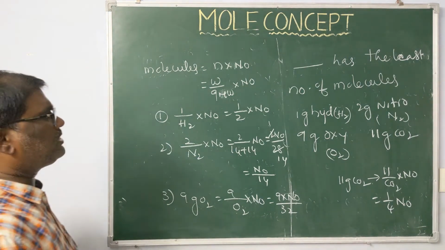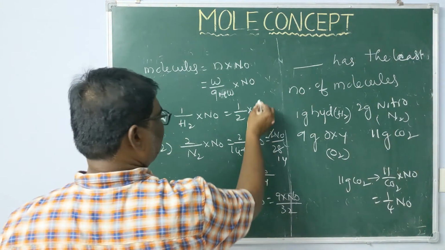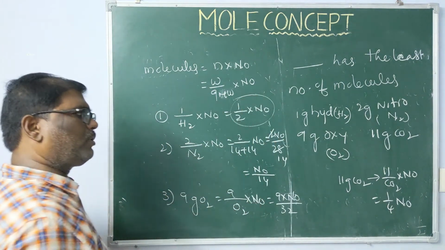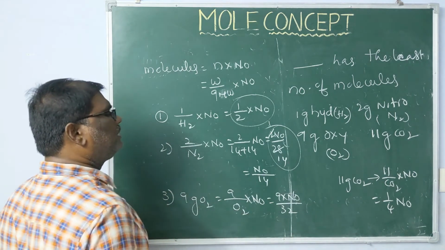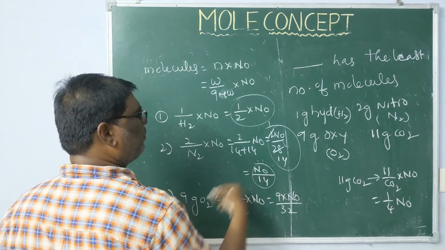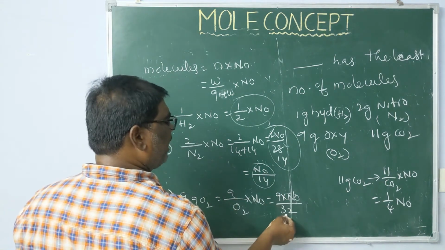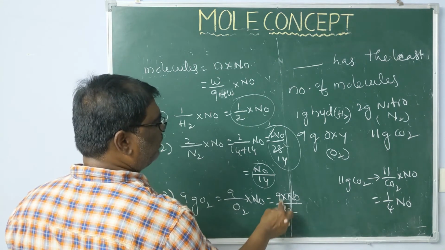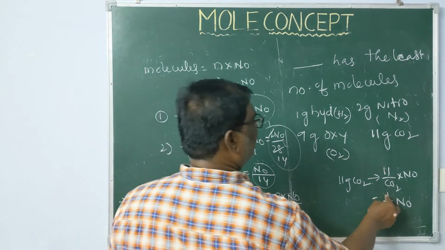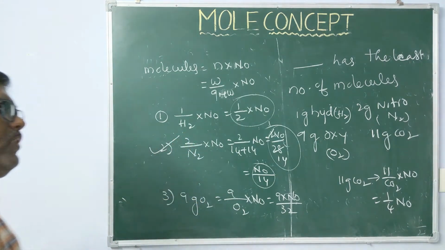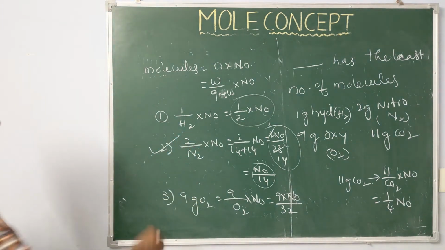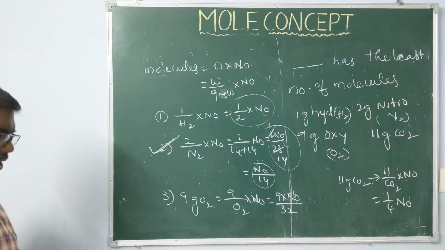Now which is the least one? First one is 1 by 2 mole Avogadro number. Second one is 1 by 14 here. This is 1 by 14 and this is 9 by 32, nearly 1 by 4 we are getting. Here 1 by 4. So which is least? N naught by 14 is the least one. This contains the least number of molecules.